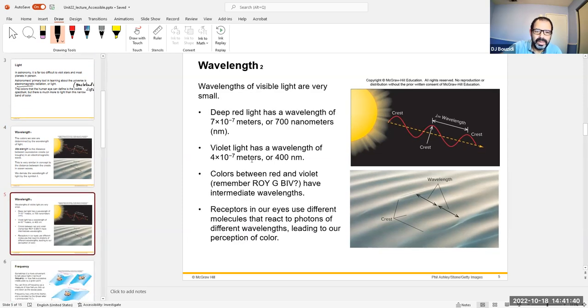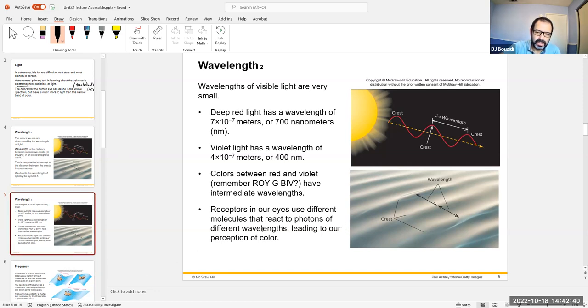Okay, and then I mentioned the red is about 700 nanometers, or 7 × 10⁻⁷ meters. So you write 7 and then follow it with 6 zeros, because the seventh digit is actually a 7. And then the violet is 400 nanometers. Again, 400 to 700 is typical visible light. Colors between red and violet are red, orange, yellow, green, blue, indigo, and violet. So that's basically the separation between the colors.